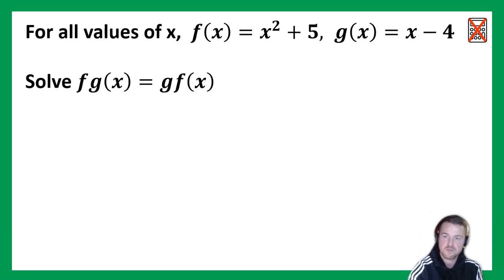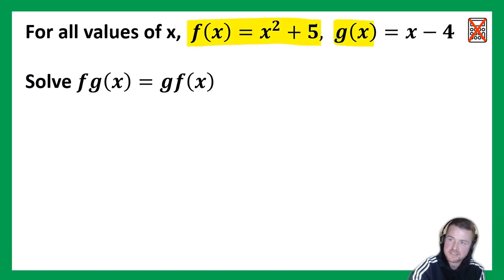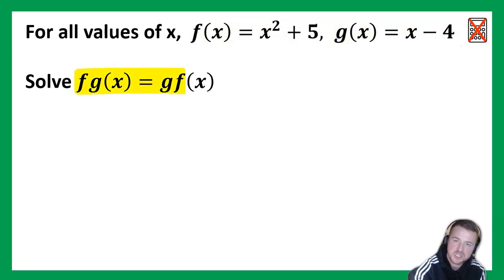For all values of x, f of x equals x squared plus 5, and g of x equals x minus 4. We need to solve when f(g) of x is equal to g f of x. Let's first start by finding each of these composite functions. I'll start with f(g) of x.